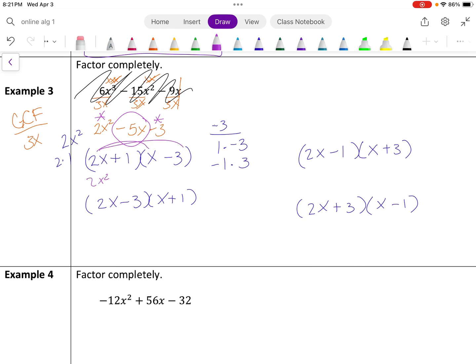Okay, so 2x times negative 3 is negative 6x. 1 times x is 1x. Negative 6x plus 1x, that's negative 5x. Huh, look at that. We only had to try one of them.